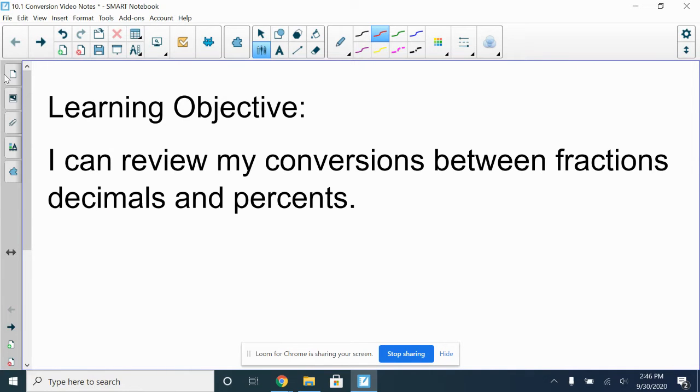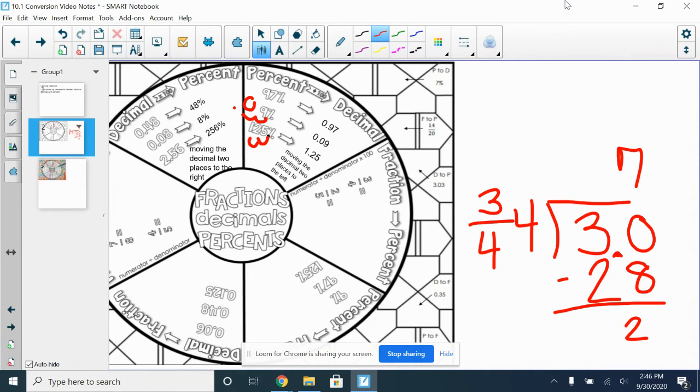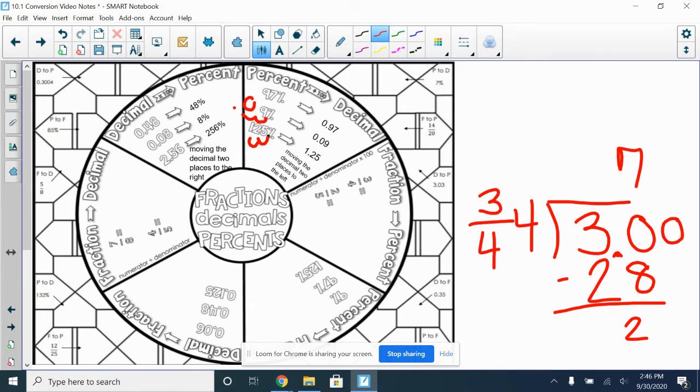Oops, if I could stay on the right page. So we are left with 2. We're going to drop down another 0, and 4 goes into 20 5 times. 20 minus 20 is 0. And then our last step is to go ahead and move that decimal up where it was. Put a 0 there because 4 did not go into 3. And our decimal is going to be 0.75.